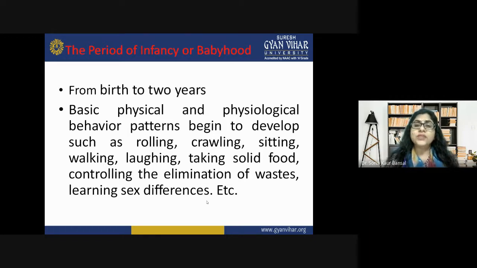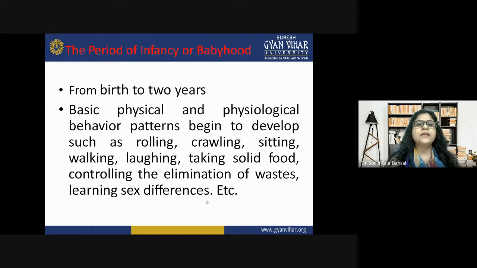So gradually getting the balance over the body, and starting eating from liquid to solid. This is the main thing that happens at this age. Also getting control and elimination of waste, full toilet training in infancy or babyhood. The child is understanding, I'm a girl, I'm a boy, so sex difference is also very clear. So this is from birth to 2 years.